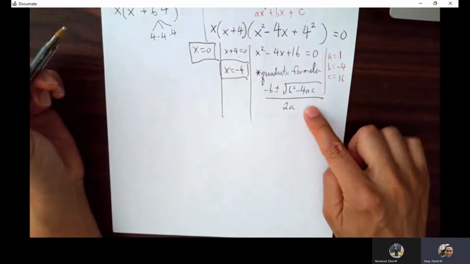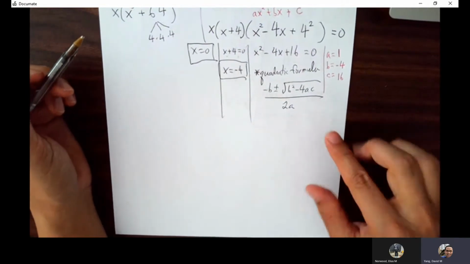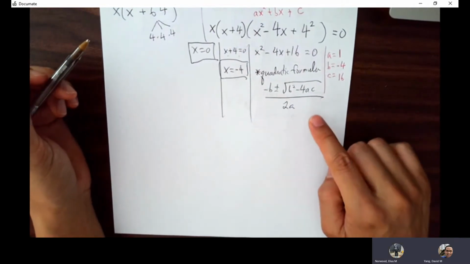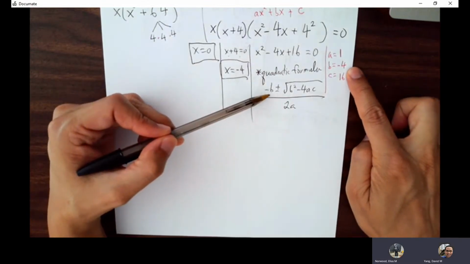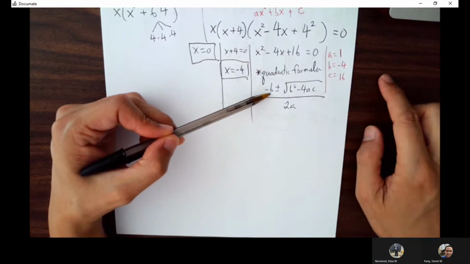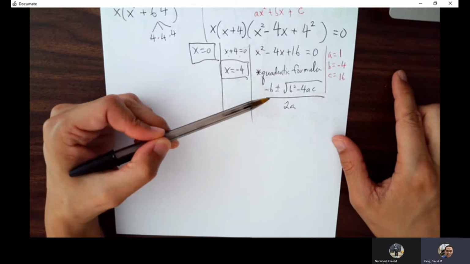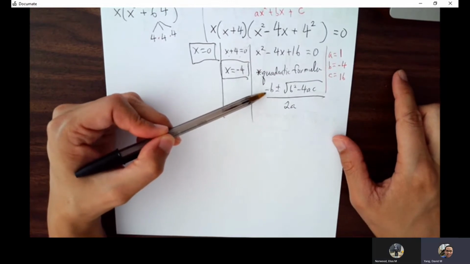All right, what does that look like? Minus b. What's the b value? Negative 4. There's another negative here, so what's going to happen there? It's going to be a positive. Yeah.